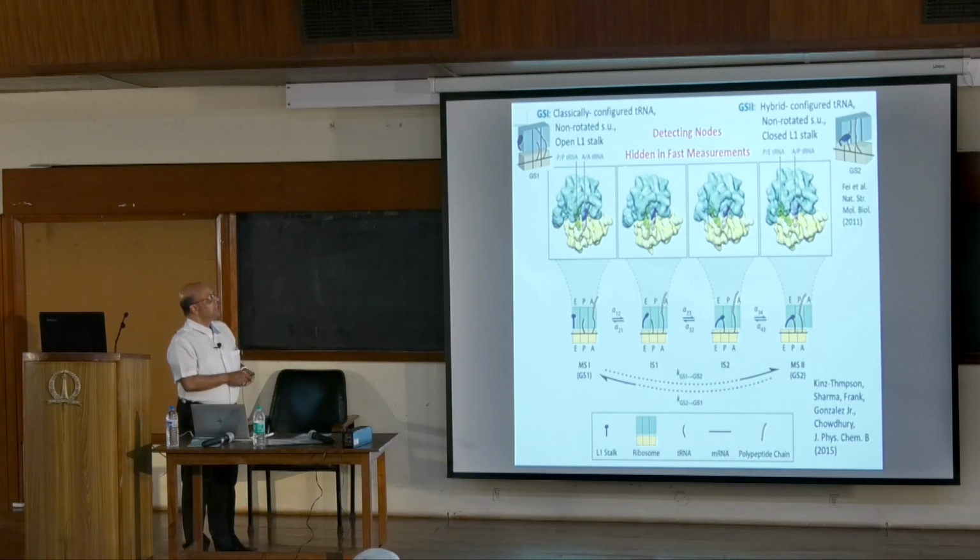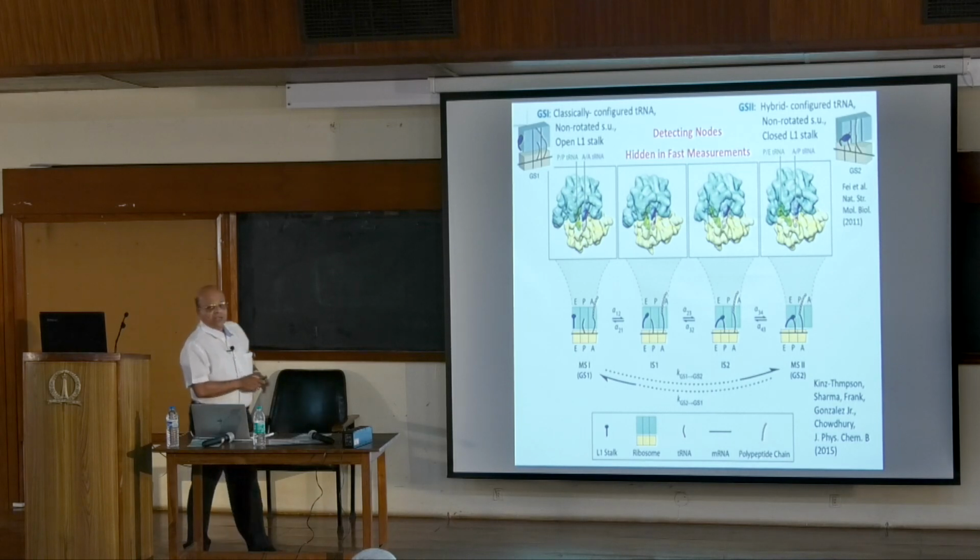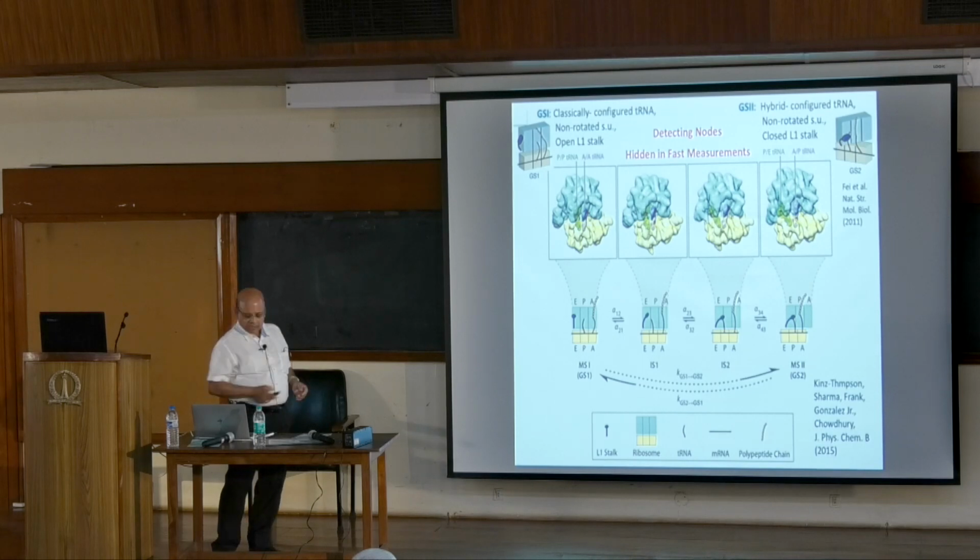If you have some nodes which are hidden, which you don't see because of fast measurements, what to do? Well, this is one example. This is for the same motor, the ribosome, that I was talking about. I will not get again into the details of what they represent. Experts can see it from these figures.